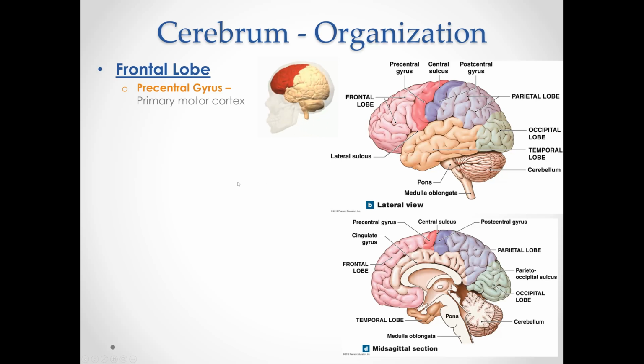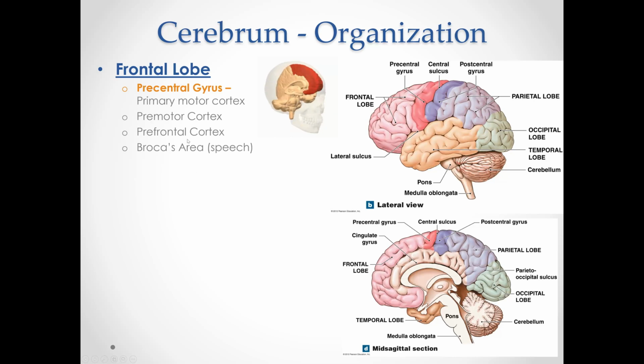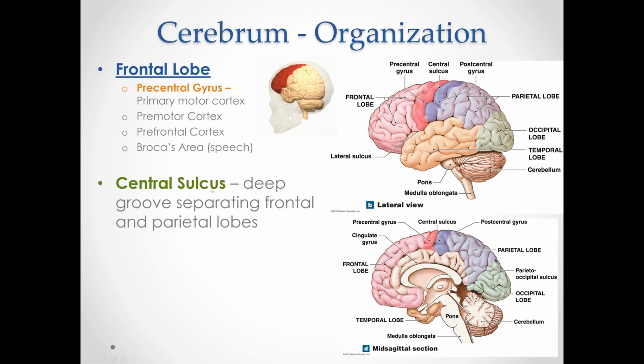Other areas that we're going to talk about, which I'm only introducing here, are the premotor cortex, the prefrontal cortex, and Broca's area, which is responsible for speech. All of these are in the frontal lobe. Then you have the central sulcus, which is a deep groove that separates the frontal from the parietal lobe. You can see the central sulcus running right down here. Remember, sulci are the grooves between the gyri.